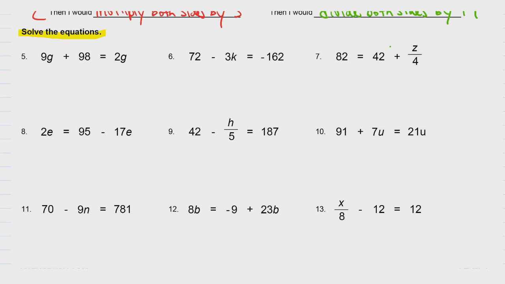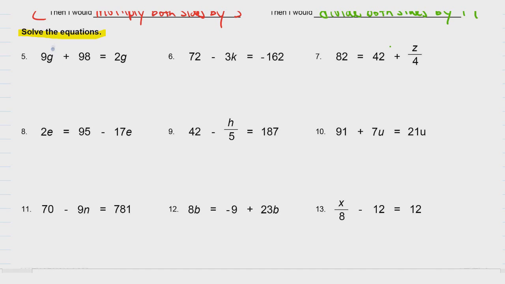So we need to look at this and figure out what we're going to move first, what we're going to move second to solve it. Remember, these are two-step equations. It shouldn't take you more than 2 steps. So right here we have 9g plus 98 equals 2g. Well, no one's happy because you have variables and numbers on both sides of the equal sign. So the question is, who can you move to make someone happy or to separate the variables and the numbers?